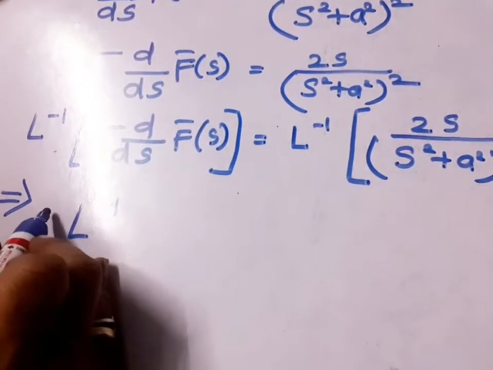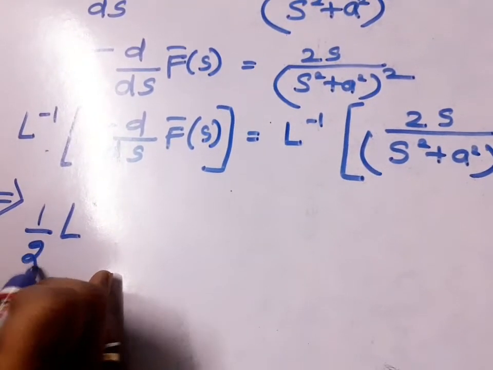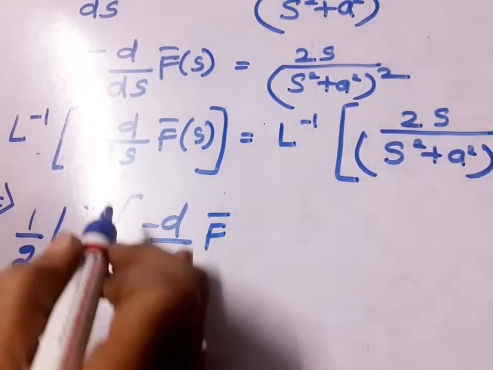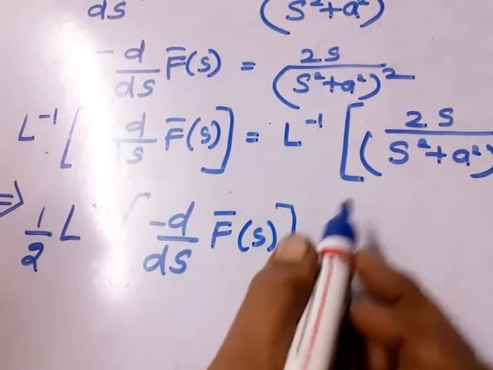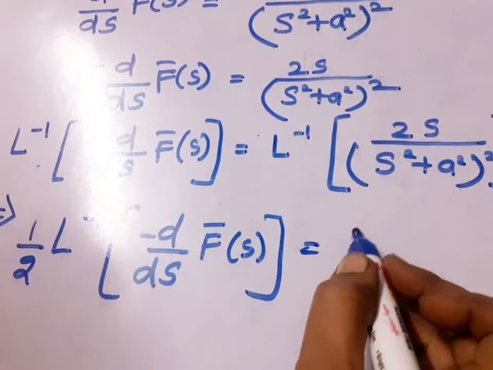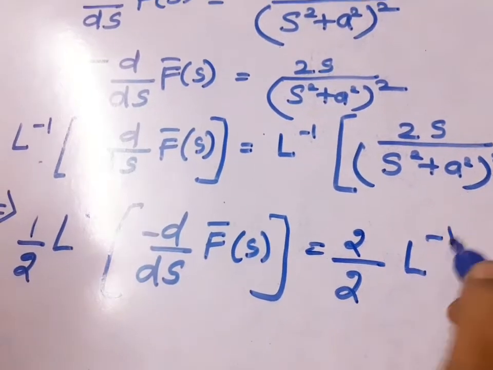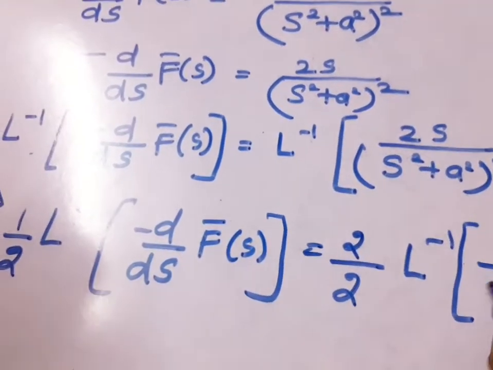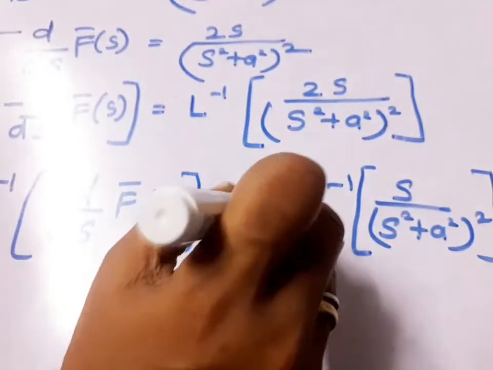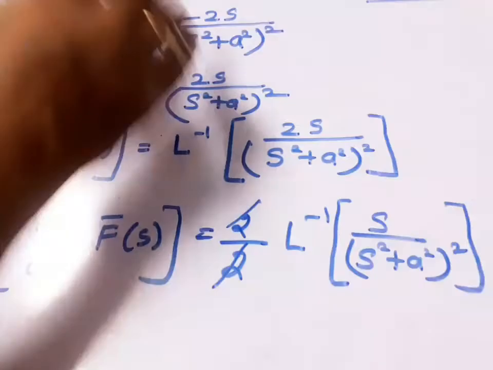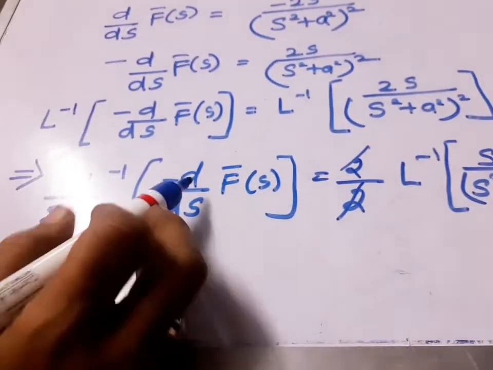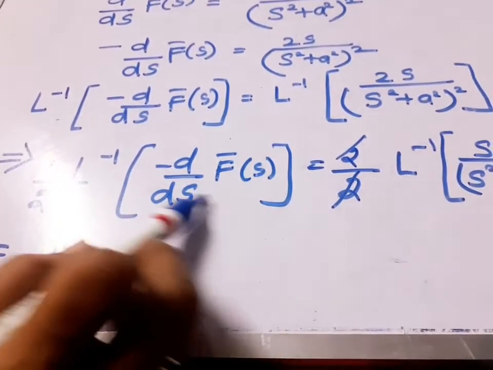So I can even write this as 1 by 2 minus d by ds of f bar of s. I am taking 2 outside, dividing 2 on both the sides so that this 2 will get cancelled. L inverse of s by s square plus a square the whole square we have. This is what actually we need in our problem. So this is nothing but 1 by 2 minus d by ds f bar of s.